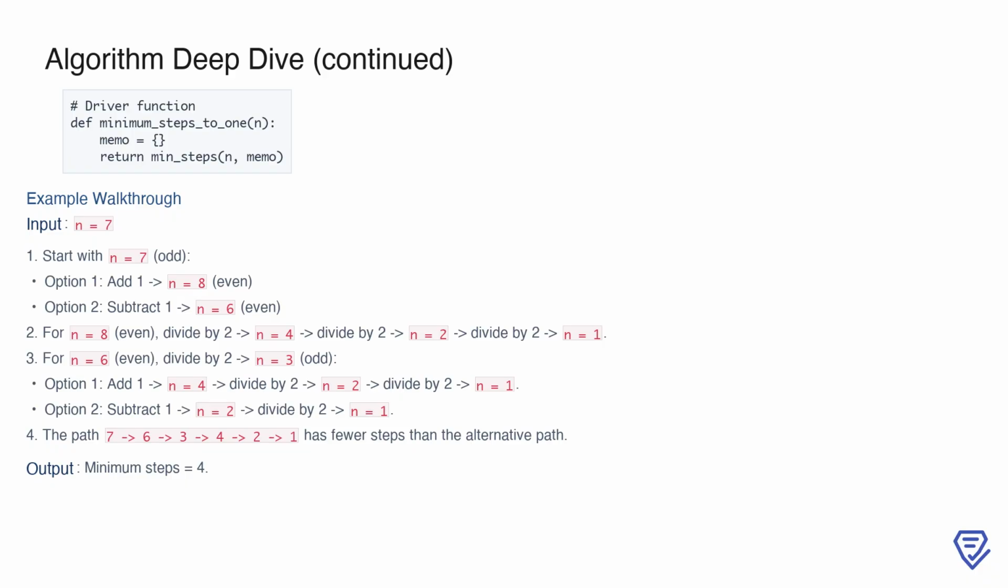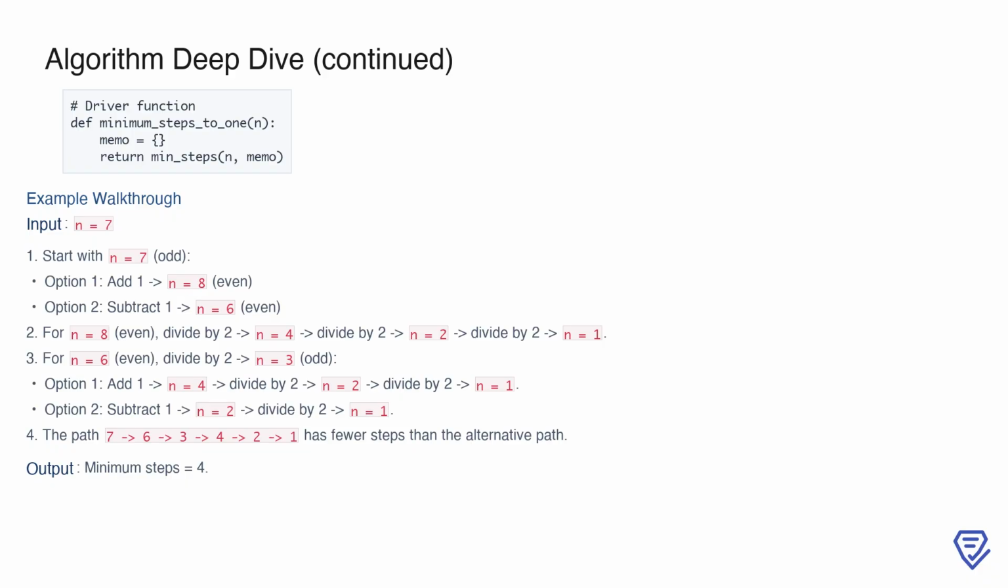Let's walk through an example with n equals 7. Starting with 7, which is odd, we have two options: add 1 to get 8 or subtract 1 to get 6. For n equals 8, since it's even, we repeatedly divide it by 2 until we reach 1, requiring 3 steps. For n equals 6, we divide by 2 to get 3, which is odd. From 3, we again have two options: add 1 to get 4 or subtract 1 to get 2. The path through n equals 6 and then n equals 3 ultimately results in fewer total steps. Therefore, the optimal sequence is 7-6-3-4-2-1, which requires 4 steps.